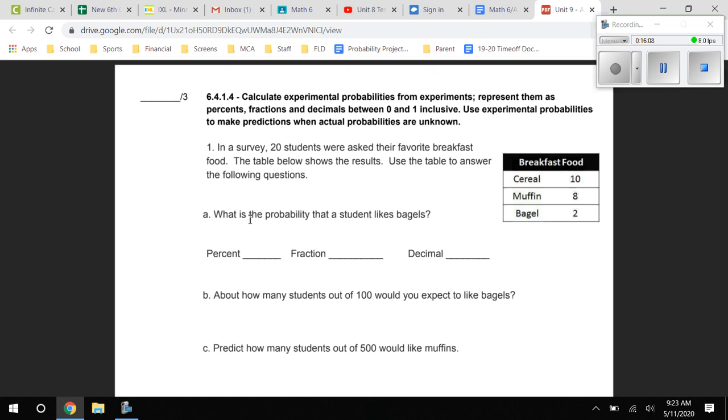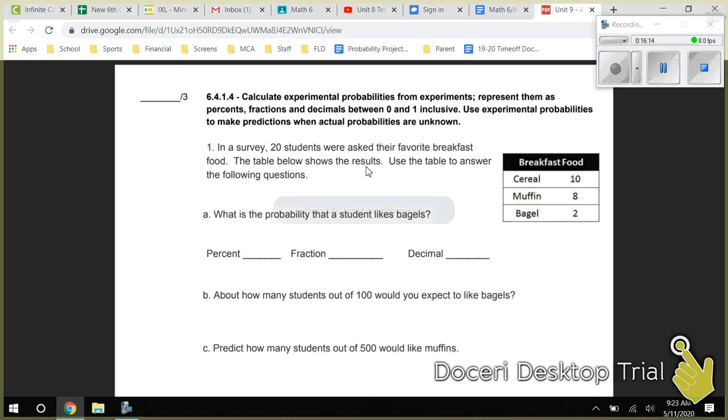What is the probability that a student likes bagels? Okay, bagels is 2 out of 20. So I'm just going to go ahead and write 2 out of 20. Okay, that would be 1 out of 10. So where it says fraction, I'm going to say 1 out of 10. Decimal would be 0.1. And then I move the decimal 2 spots to the right, and that would be 10%. So those are the 3 ways to write it.